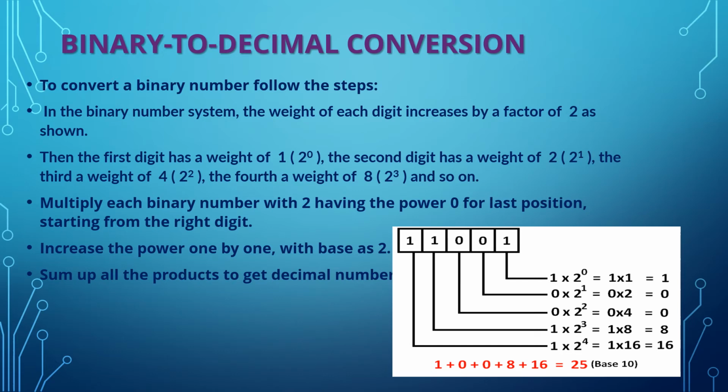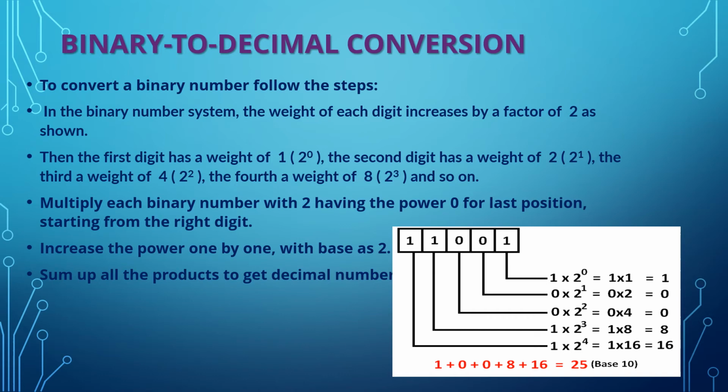Okay. So the first digit has a weight of 1, that is 2 power 0. The second digit has a weight of 2 power 1. The third has a weight of 2 power 2. The fourth has a weight of 2 power 3 and it keeps on increasing. So now what we have to do is multiply each binary digit with 2 having the power 0 for the rightmost bit and then keep increasing to the left. After you multiply each, just add the products to get the desired decimal number.